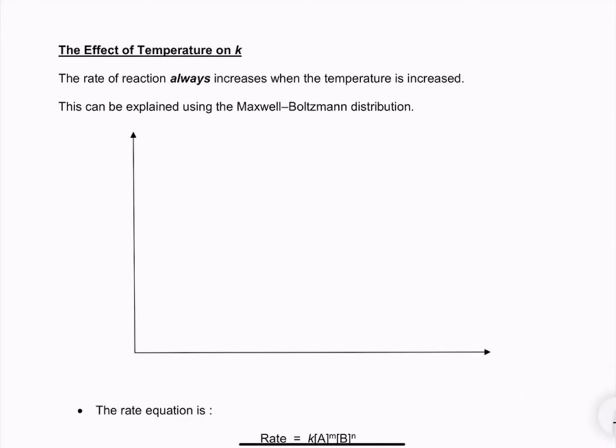Can you remember how to explain that using a Maxwell-Boltzmann distribution? Pause the video and see if you can sketch the shape of a Maxwell-Boltzmann distribution at two different temperatures and use it to explain why temperature has that effect on rate. So pause the video now and see if you can manage to do that.